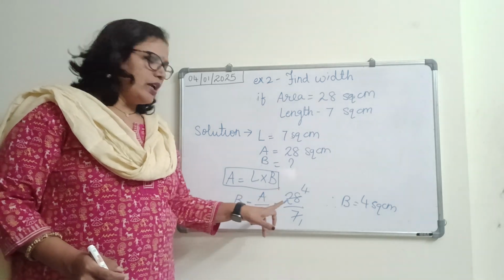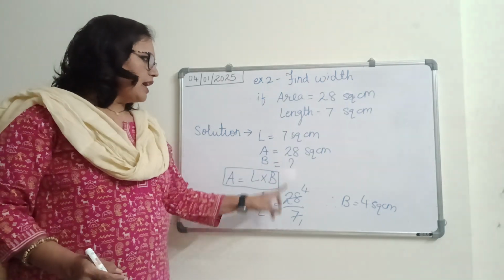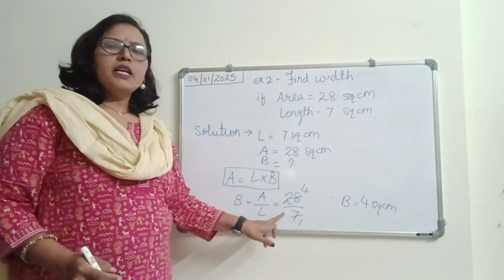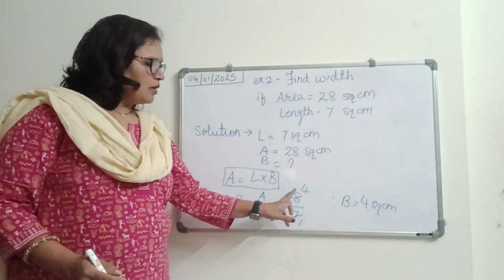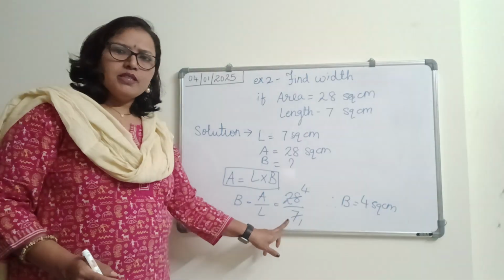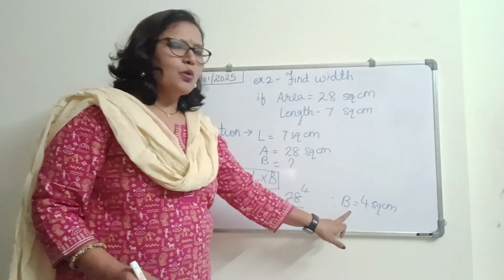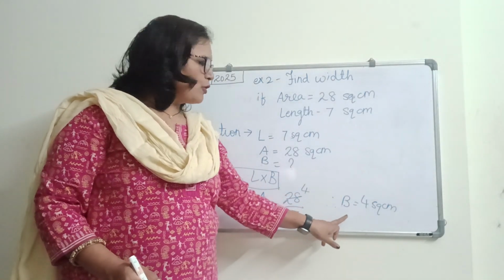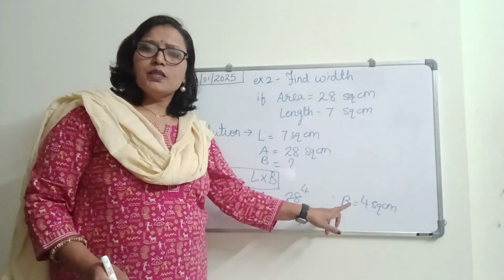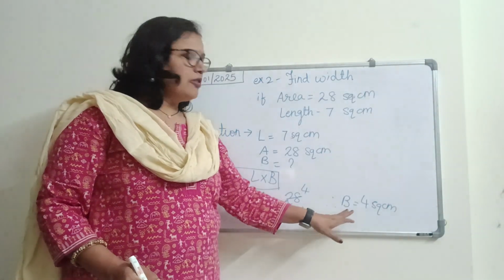So insert the values. A is 28 and L is 7. So 28 divided by 7. Just cancel it. 7 ones are 7, 7 fours are 28. So you got 4 centimeters. 4 centimeters, that is the breadth.